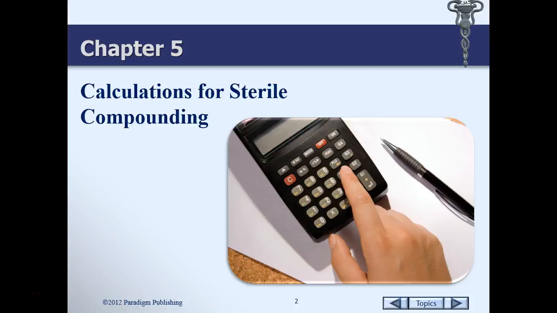Next, we're going to talk about Chapter 5, calculations for sterile compounding. So we've already done the pre-course assessment review where we've gone over calculations and the different primary types of doing calculations, whether it be ratio proportion, dimensional analysis. So this chapter is going to review those concepts as well.